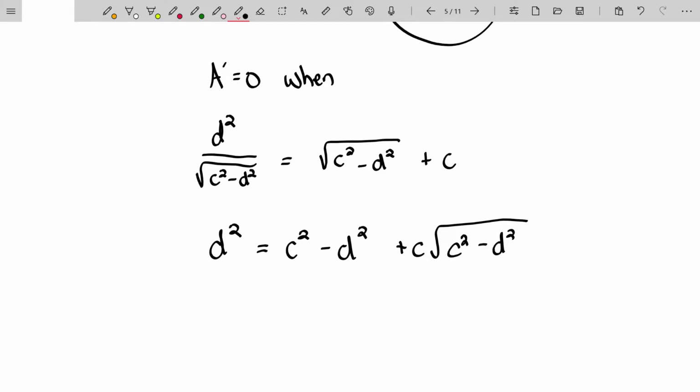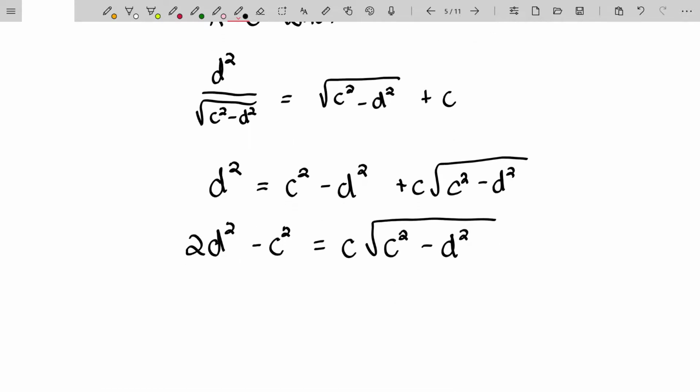Remember, c is a constant. I'll add d squared to both sides, and I'll also subtract c squared from both sides. This is part of your prerequisite skills in solving radical equations. You're just solving for d. Well, you have to square both sides to solve for d here.